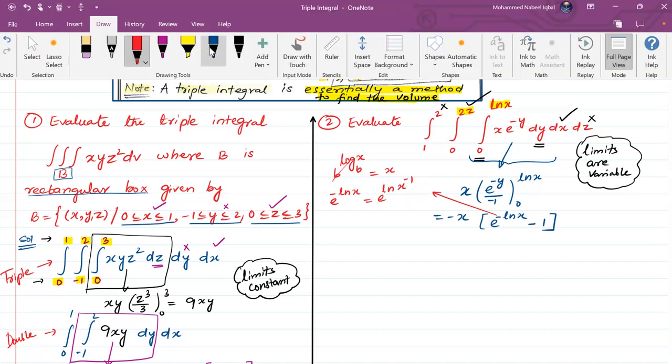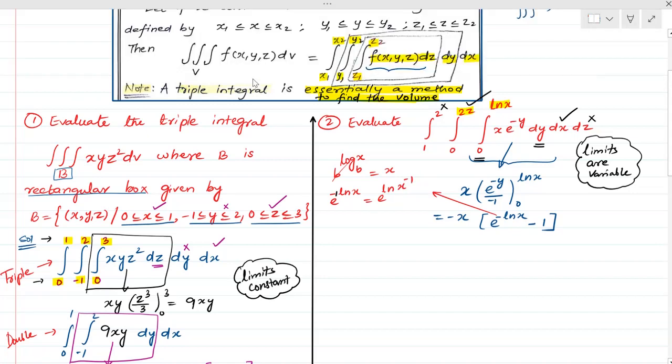So I will bring the minus 1 into the power. So what is ln? ln means it has a base e. ln x to the power minus 1 with base e, therefore it gets cancelled. You will get x to the power minus 1. So I write it here: minus x times x to the power minus 1 minus 1. We can write x to the power minus 1 as 1 over x.